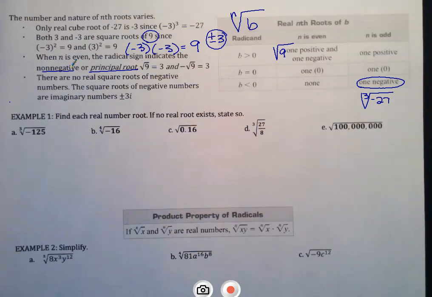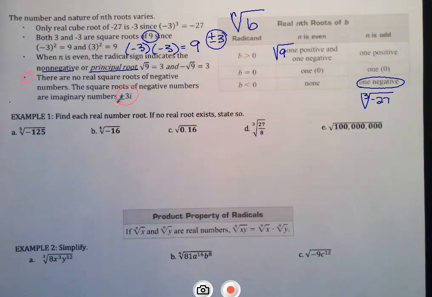Then there are no real square roots of negative numbers. This is what you were kind of talking about. The square roots of negative numbers are imaginary. So we have that plus or minus 3i, which we have talked about. So good job bringing that back in. All right, so let's look at example 1 and find each real number root.